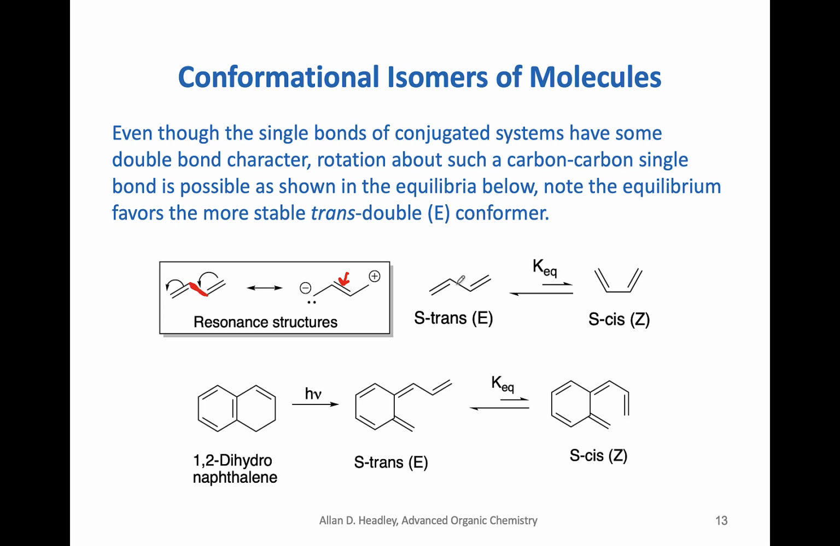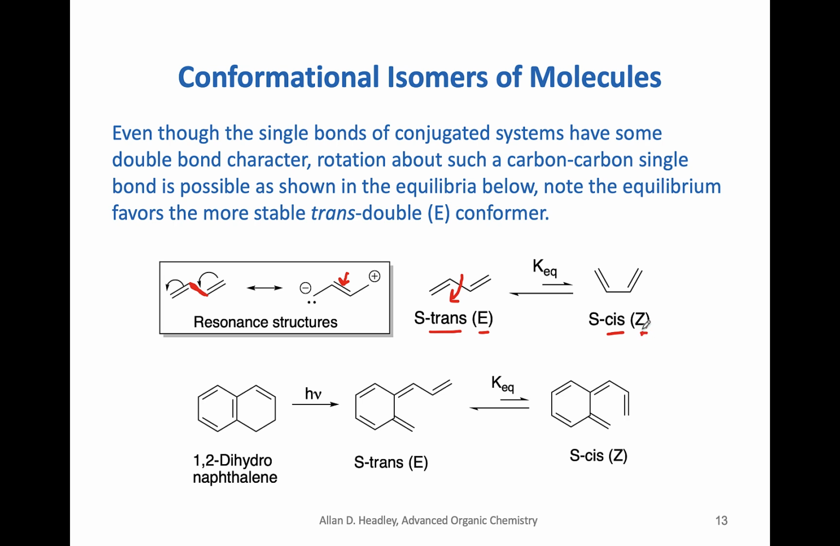Notice, however, because rotation can occur here, we get two isomers. This is the trans and this is the cis isomer. So notice the E and the Z that we did in the last lecture, or was mentioned in the last lecture.